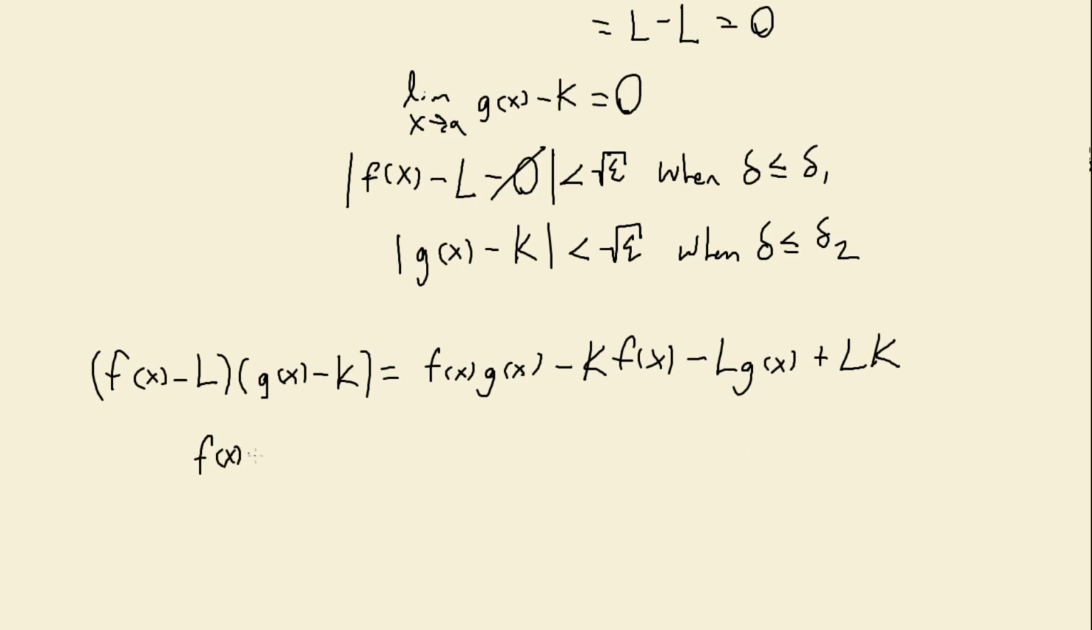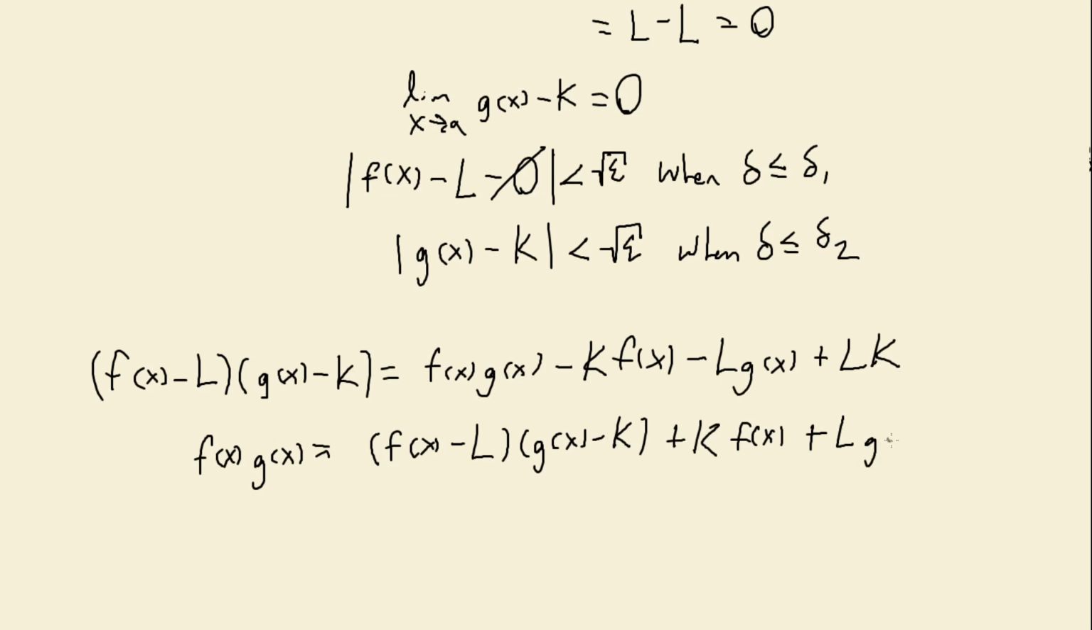I'm going to isolate f of x times g of x. I'll find that that's equal to f of x minus L times g of x minus k plus k f of x plus L g of x minus L k.